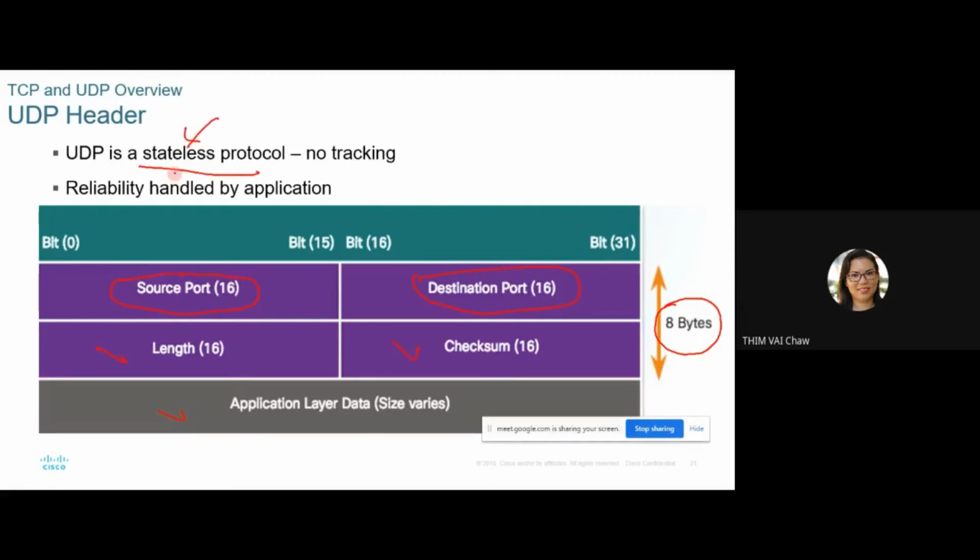Why is it called stateless? Because you do not establish a connection. You do not have any three-way handshake. You are not doing any tracking. You do not have a sequence number. You do not have an acknowledgement number at all. Then about the reliability, whether it is established or not will be handled by the application. At your application layer, when you do coding, you need to implement reliability.